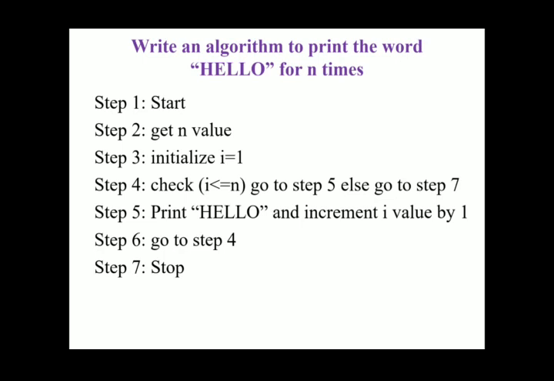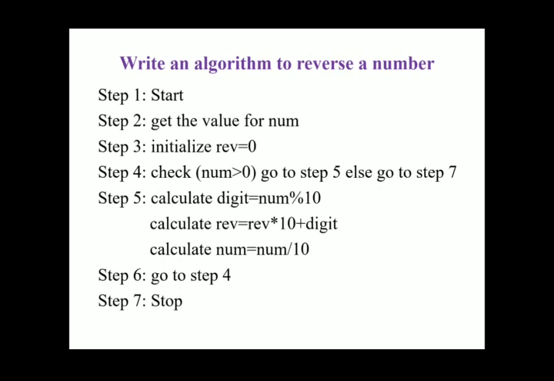Okay. So now let us see one more example for the iteration. That is an algorithm to reverse a number. In order to reverse a number, obviously step 1 begins with the word start. In step 2, to reverse a number, it is necessary to get an input value from the user and assign the value to the variable num.